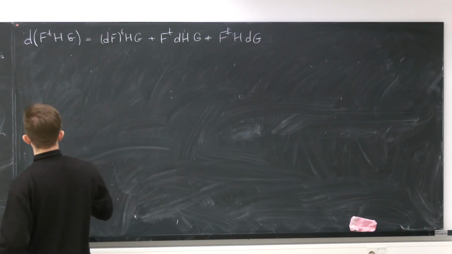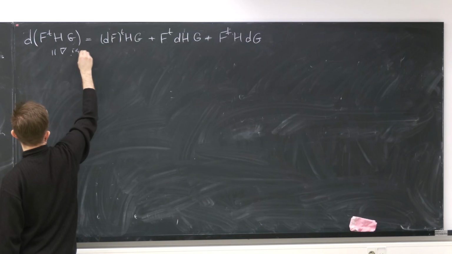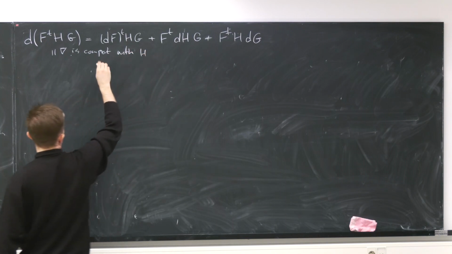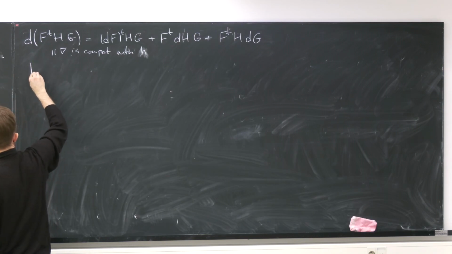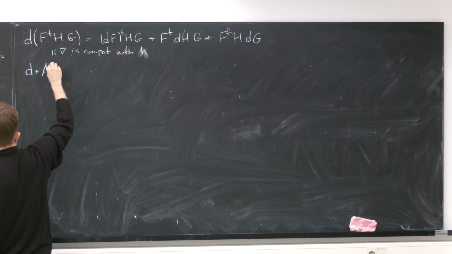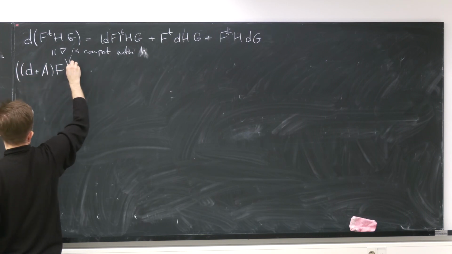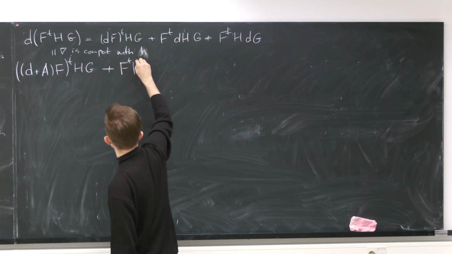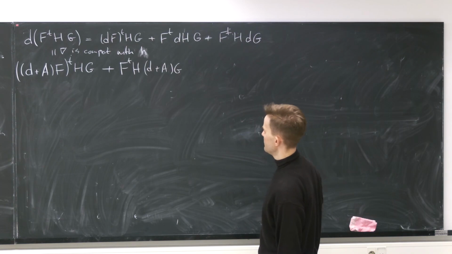and on the other hand this should, by the condition that nabla is compatible with H, be the same thing as (d plus A)F transposed HG plus F transposed H (d plus A)G. All right, so this should be true for any F and G.